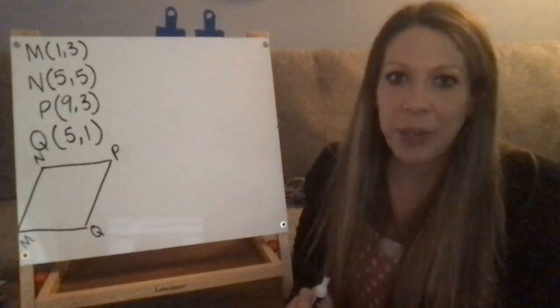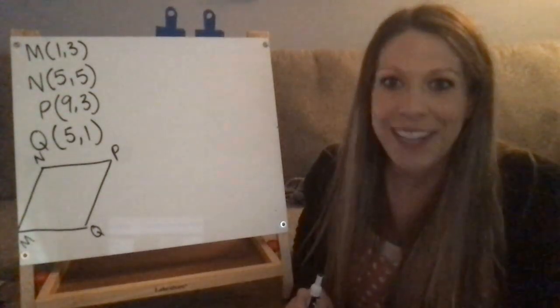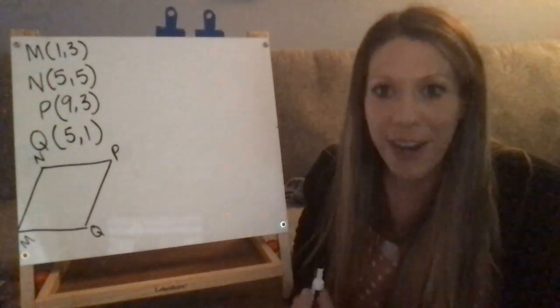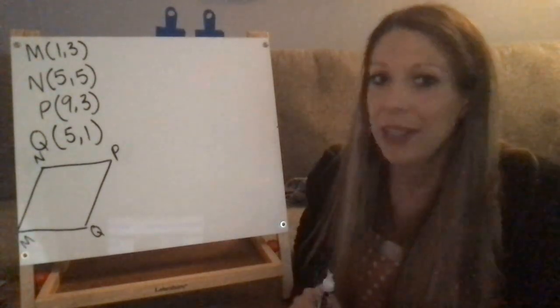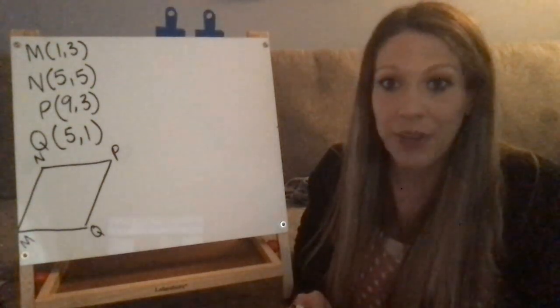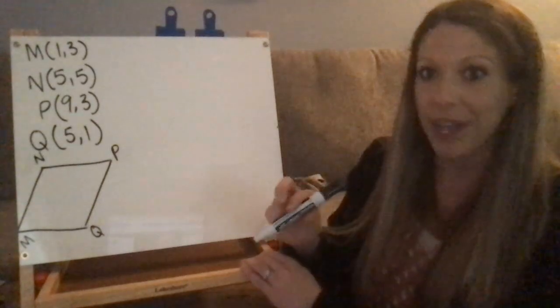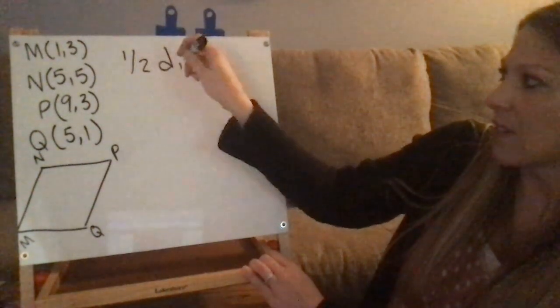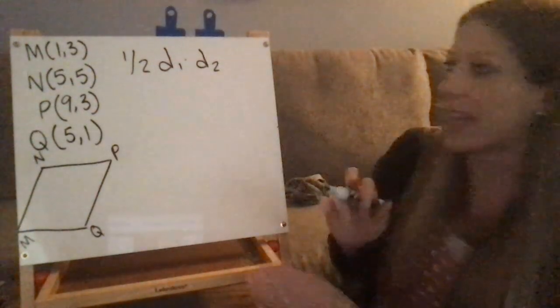For the next example, we're going to find the area of a rhombus, and I did not give you a coordinate plane to graph these points on, but we can find it without a coordinate plane. It gives us the points. We know our area formula for a rhombus is 1/2 diagonal 1 times diagonal 2. So we need the lengths of our diagonals.